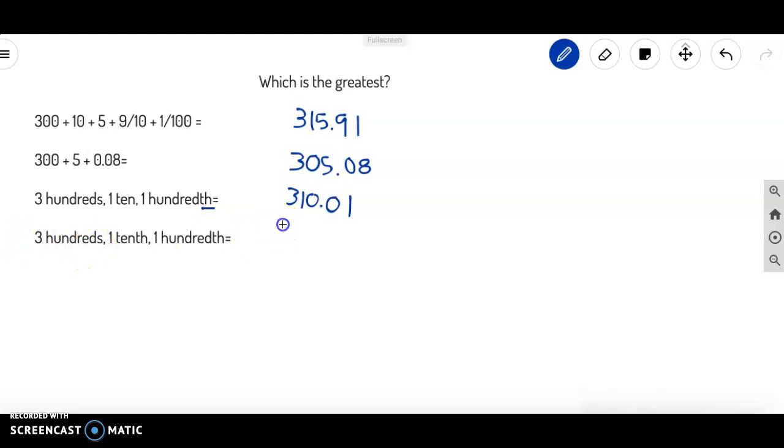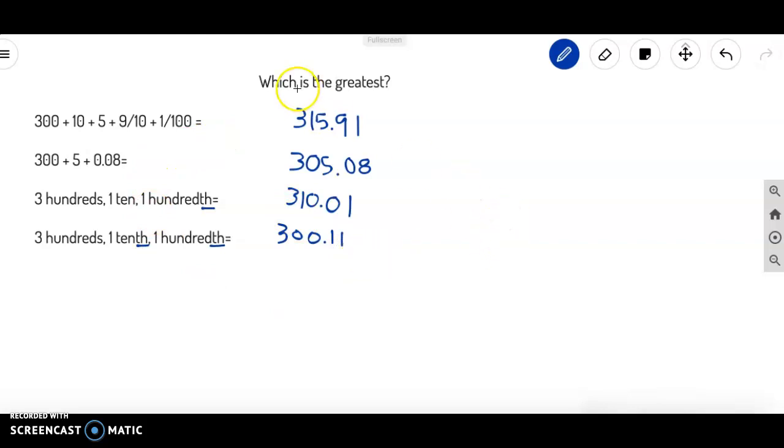300s here. And then there's no tens or ones here. It goes right into the tenths. So we have no tens, no ones, right into the decimal point, 1/10, and then again the th hundredth, so 1. So now that I've converted all of these, I can now compare them.